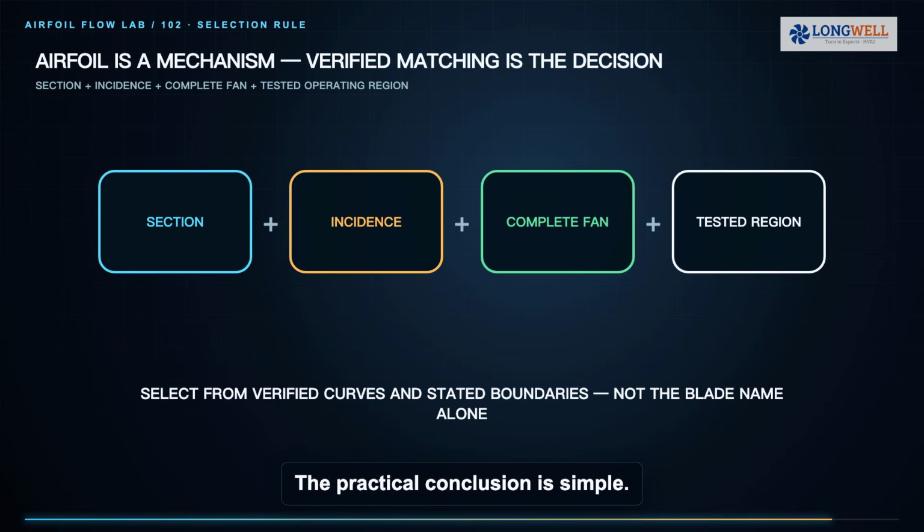The practical conclusion is simple. Airfoil geometry can create a strong efficiency advantage when its section, incidence, complete fan, and tested operating region all match the system. Choose from verified curves and stated boundaries, not from the blade name alone.